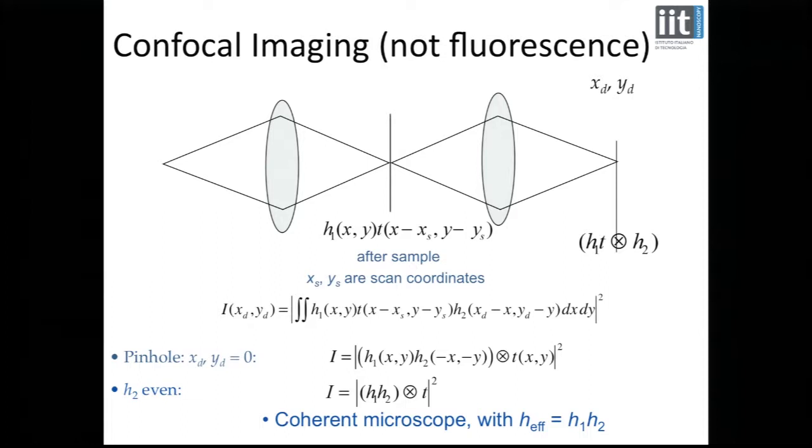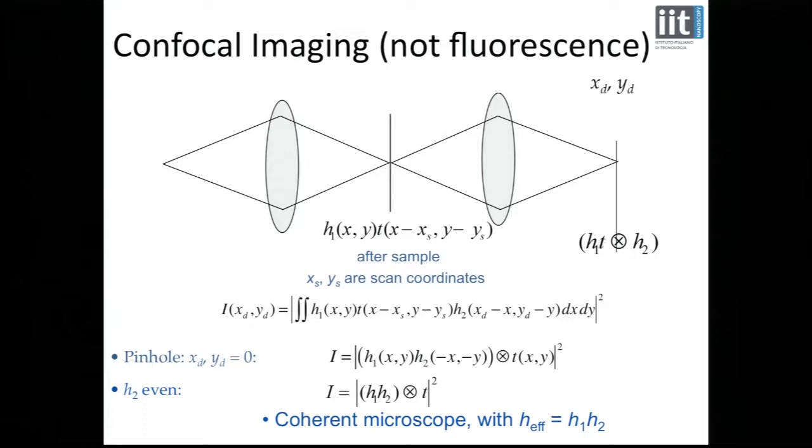You might find the mathematics rather surprising, because here we have something that looks like H1 convolved with HT, but we end up getting a product. And it's this product which is really nice for us, because it has the effect of sharpening up the point spread function so we get a better resolution, and it is also responsible for the optical sectioning effect. So in this mode the confocal microscope behaves as a coherent microscope with an effective point spread function given by the product of the point spread functions of the two lenses.